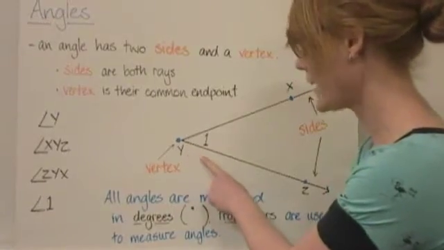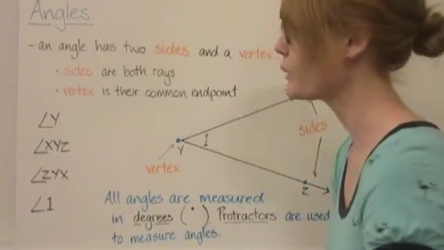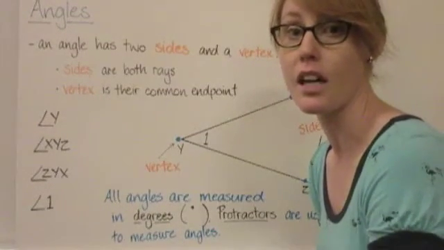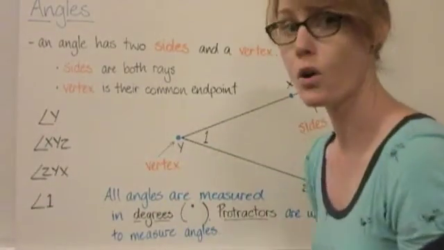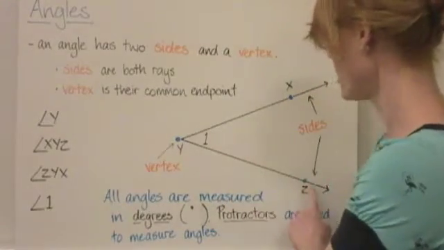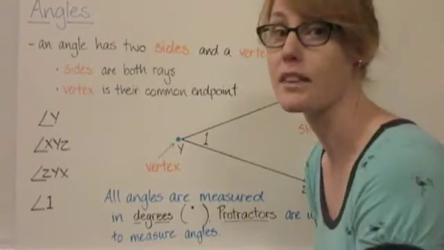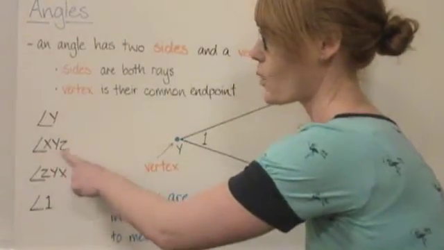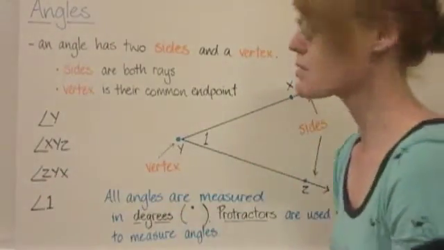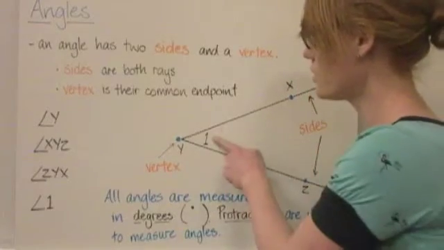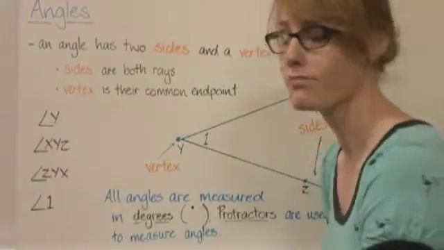So to name this angle, we use this symbol here, and there are a number of ways we can do it. We can name it simply by using the endpoint at the vertex, so it would be known as angle Y, or we could use the points on the rays and the vertex, making sure that the vertex point is in the middle, so we could have an angle XYZ, or the other way around, angle ZYX. Or sometimes the angle is given a symbol, which might be a number or a letter. So we could call it angle 1.